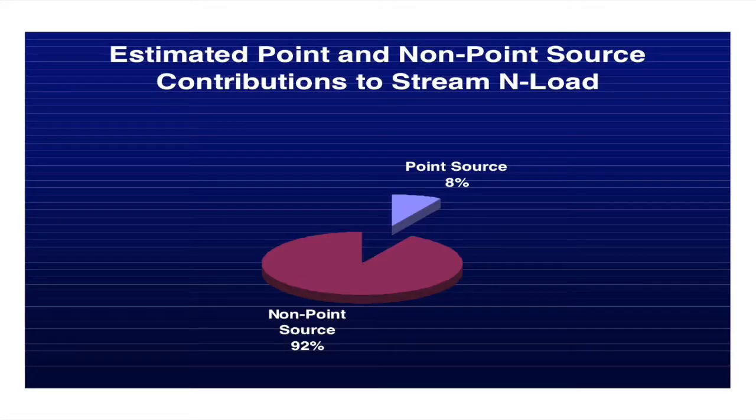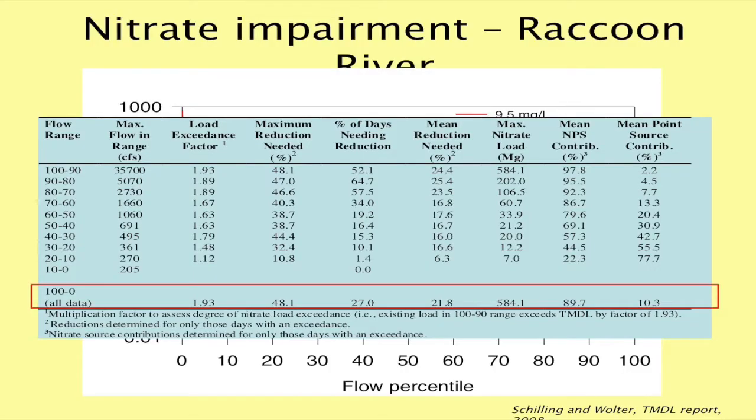Currently, we estimate that point sources from urban wastewater and stormwater contribute 8% of the total nitrate load, and 92% comes from non-point sources. Of course, Bill's very aware of the nitrate impairment in the Raccoon River. Concentrations exceed the MCL over this period about 25% of the time.